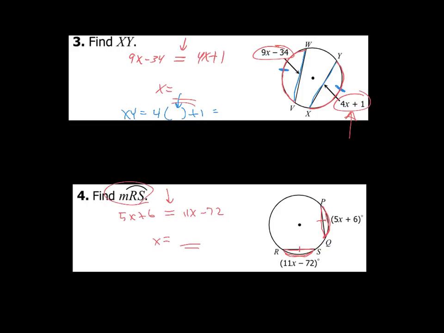They want me to find the measure of arc RS, and the measure of arc RS is equal to 11 times said value of x minus 72. So our final answer is going to be that. After I get x, I'm going to substitute it right here. So you complete 3 and 4 and then move on when you're ready.